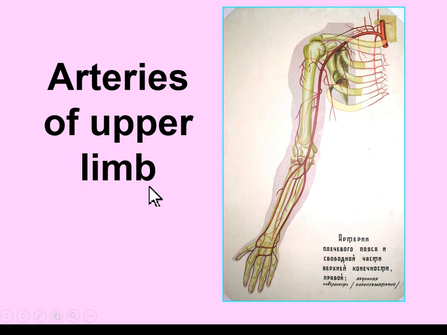Arteries of the upper limb. The subclavian artery continues into the axillary artery, into the brachial artery. The brachial artery is subdivided into the radial and ulnar arteries. The brachiocephalic trunk gives the subclavian artery, the subclavian into the axillary, into the brachial, subdivided into the radial and ulnar arteries.